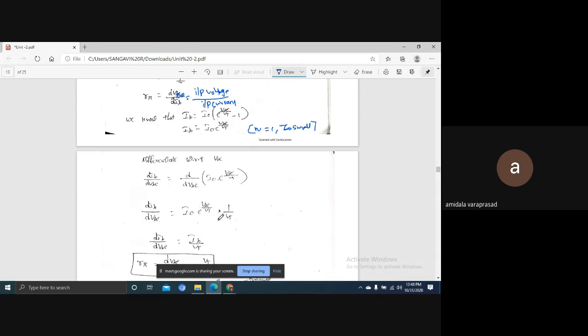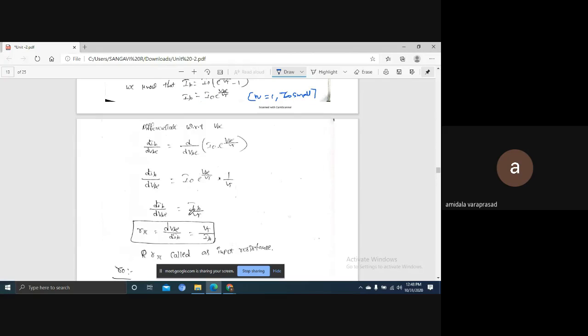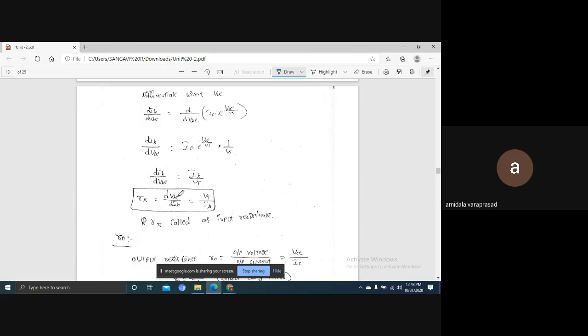Okay, same way I can get here. Instead of this value, I can write IB by beta. Then R pi is equal to, it is a reciprocal, DIB by DVB we find out. DVB by DIB is equal to VT by IB.